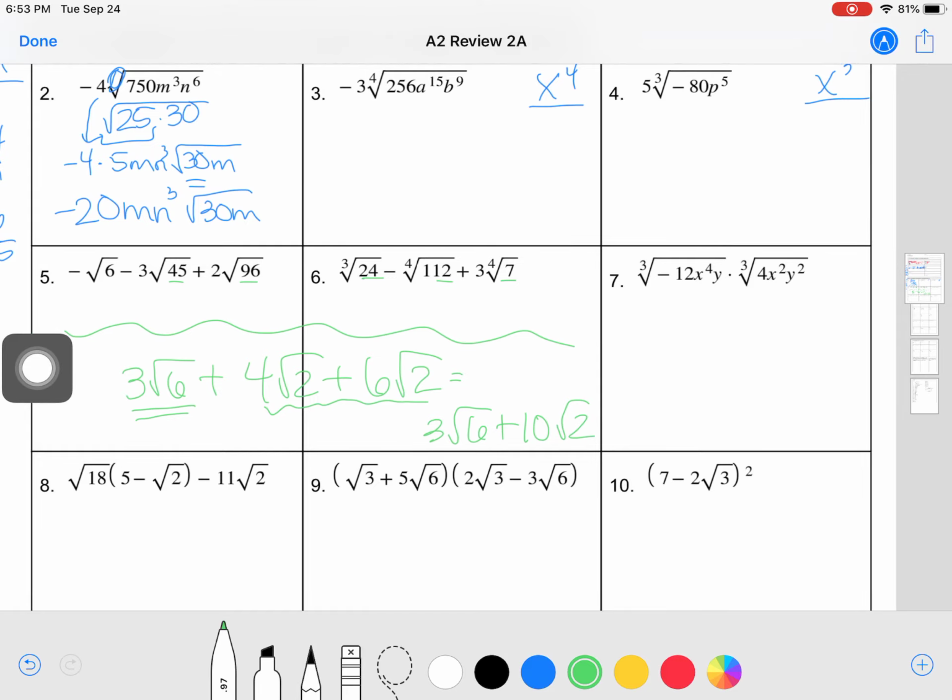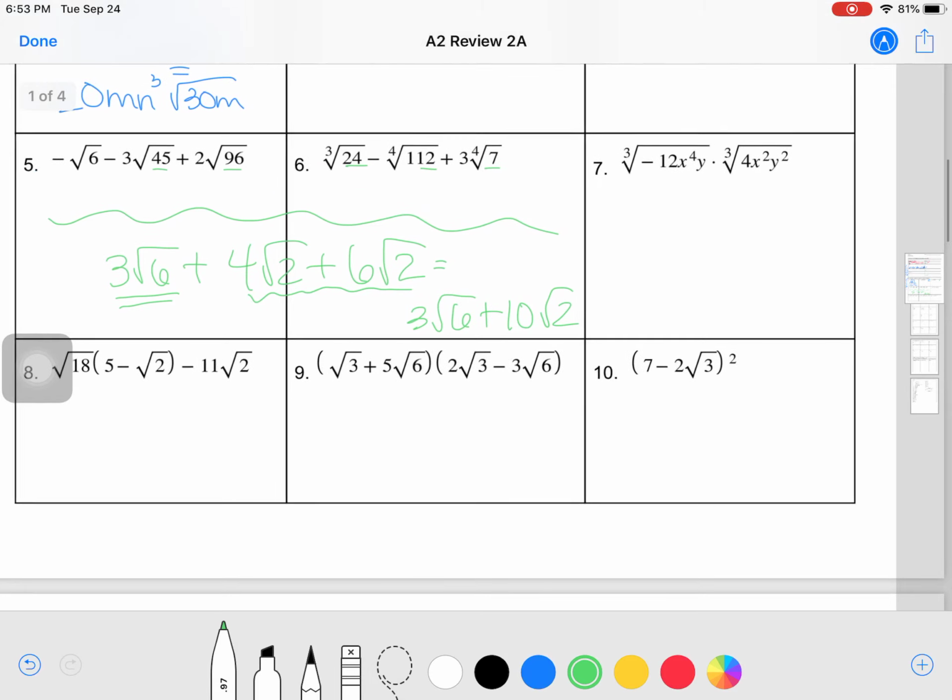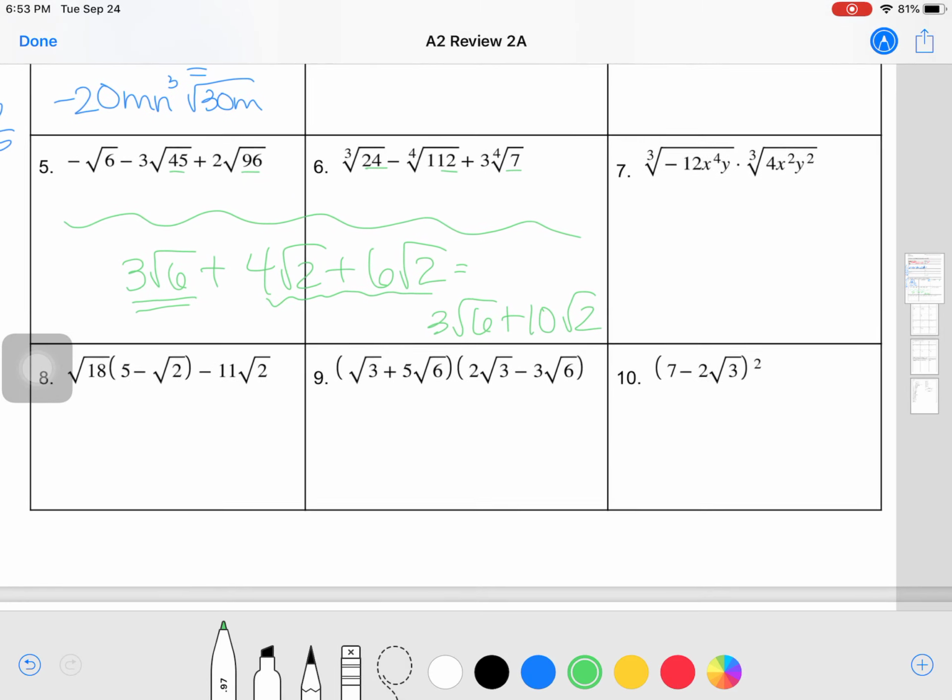When you are multiplying, which is 7 through 10, you can do either the multiplication first or the simplifying first. It does not matter. So like on number 7 right here, because my indexes match, that's an important thing to check, you can go ahead and just multiply everything together. So say -12 times 4 is -48. I have x to the 4th and x squared is x to the 6th. And y times y squared is y cubed.